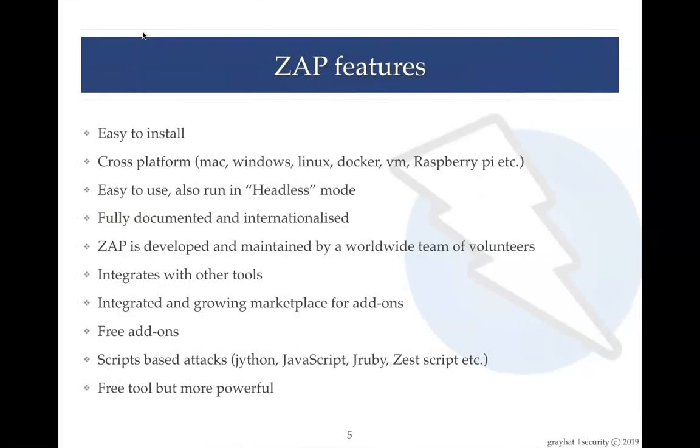Alright, so now moving to the ZAP features. What are the features that we will be covering in this mastery course? The first one is that it is easy to install. It is completely easy to install. Just download it and execute it. You can install it on many platforms because it is cross-platform, and you can install it on Mac, Windows, Linux, Docker, virtual machine, Raspberry Pi, and so on. There are many ports available for this tool. This is why it is so powerful for taking web applications down and hunting for the vulnerabilities or insecurities.